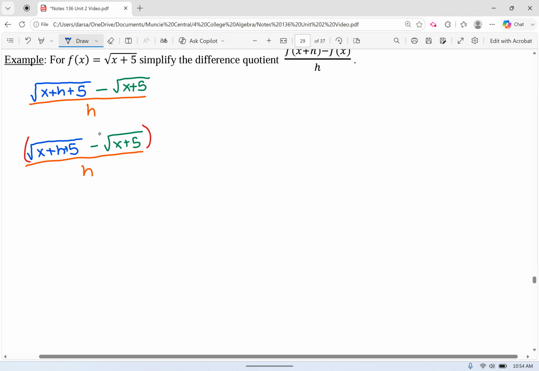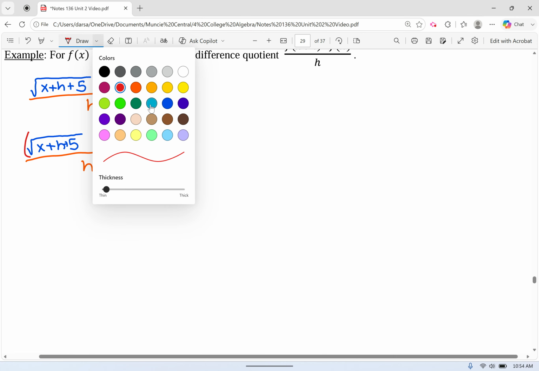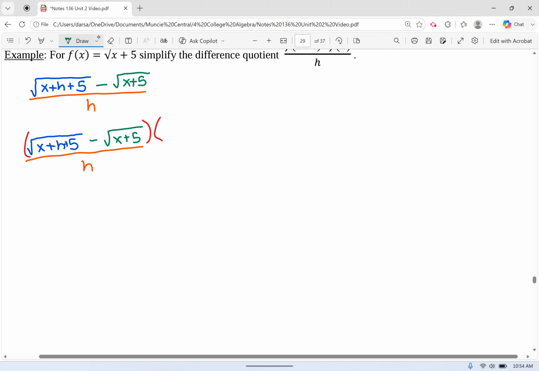That's our binomial. And what is the little sign here in the middle? It's a minus. The conjugate says do everything the same except you're going to change that sign in the middle from whatever it is to the other sign. So if it's a minus, make it a plus. If it's a plus, make it a minus. So we are going to multiply the numerator by the square root of x plus h plus 5 plus the square root of x plus 5. And that is the conjugate of that numerator.